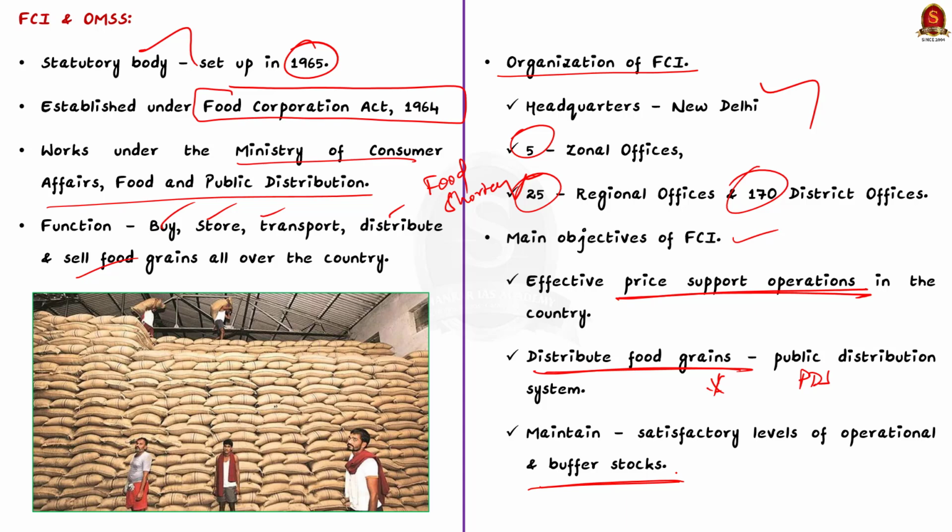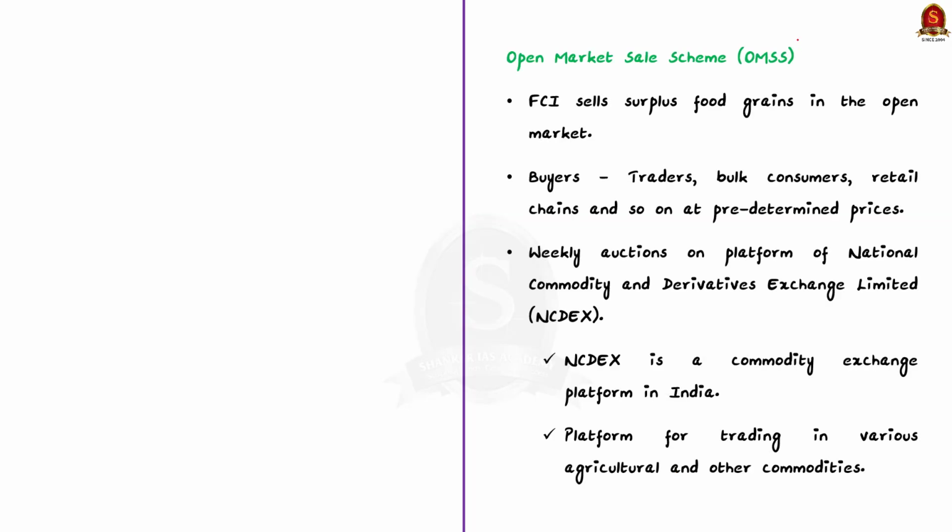One of the important initiatives of the Ministry of Consumer Affairs, Food and Public Distribution to ensure food security is the Open Market Sales Scheme, that is OMSS. The Food Corporation of India plays a leading role in this scheme. So how does OMSS work? Before seeing this, we should know about the food distribution system in India.